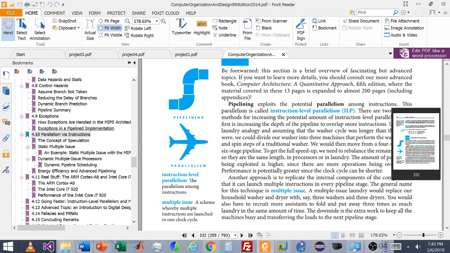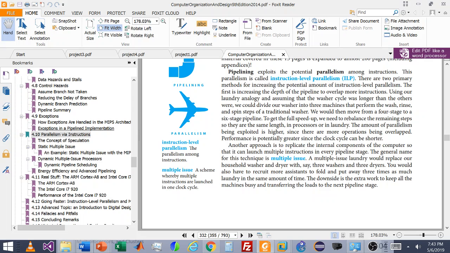The other option, using the book example of a washer, a dryer, someone sorting, and then someone folding and putting away, is you can just have multiple instances of that same pipeline. And this is what multiple issue is. So it talks about replacing our household washer and dryer with, say, 3 washers and 3 dryers, and more instances to fold and put away in the same amount of time.